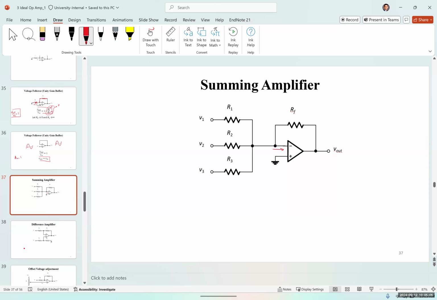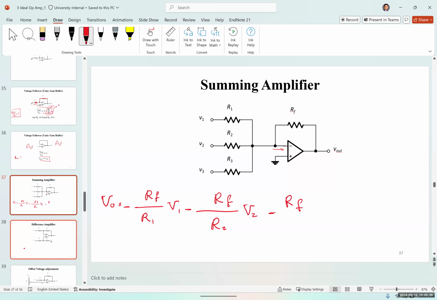The output for a summing amplifier, V out, is equal to negative RF over R1 V1, negative RF over R2 V2, and negative RF over R3 V3.